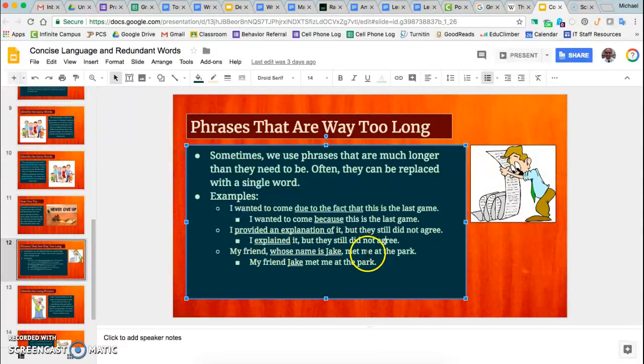My friend, whose name is Jake, met me at the park. Okay, a bunch of this is completely unnecessary. We could just say, my friend Jake met me at the park. This is way too long of a phrase for what we're actually trying to get across here.